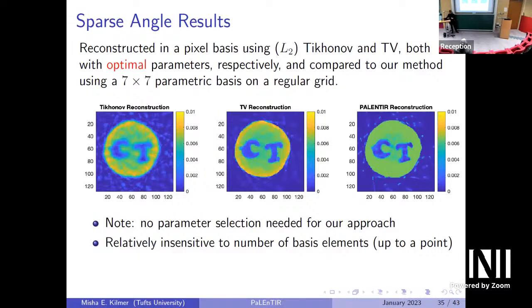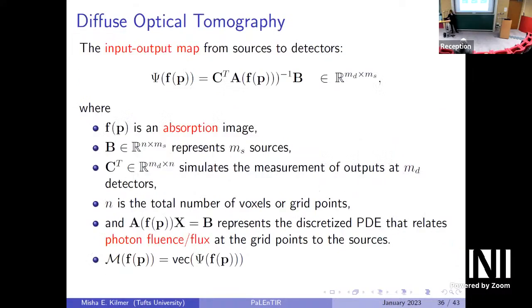In terms of sparse angle CT, we did the same kind of experiment, and again, we get nice, fairly clean results given the limited nature of this data. And this was again a 7x7 grid with insensitivity to the total number of parameters there. And the last one, because I do want to convince you that this can work in the nonlinear case too, is this diffuse optical tomographic problem.